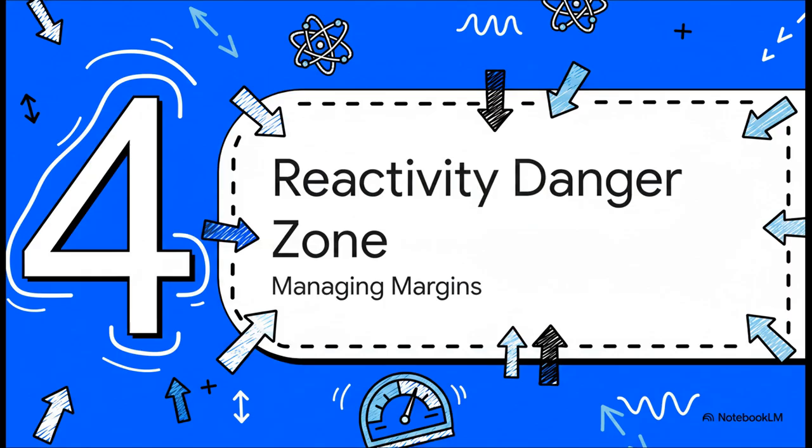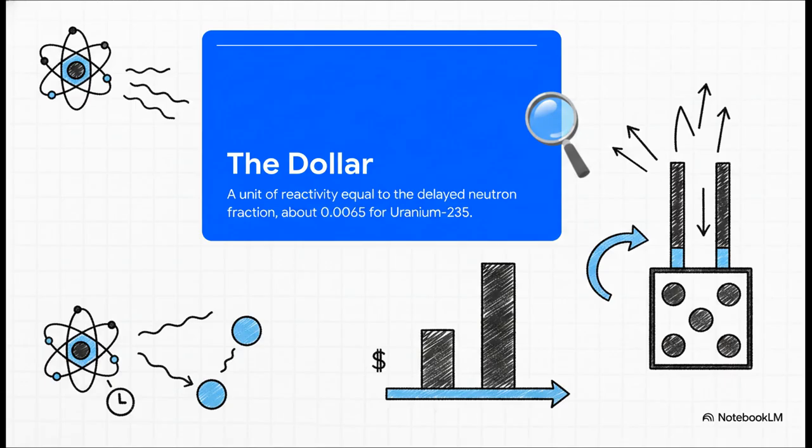Let's turn up the heat a bit. Section 4. The reactivity danger zone. Managing margins. What actually happens when K wobbles away from exactly 1? Well, engineers use a concept called reactivity to track these dangerous little deviations. And to measure it, they use this totally wild unit called the dollar. I know, it sounds like Wall Street, but stick with me.